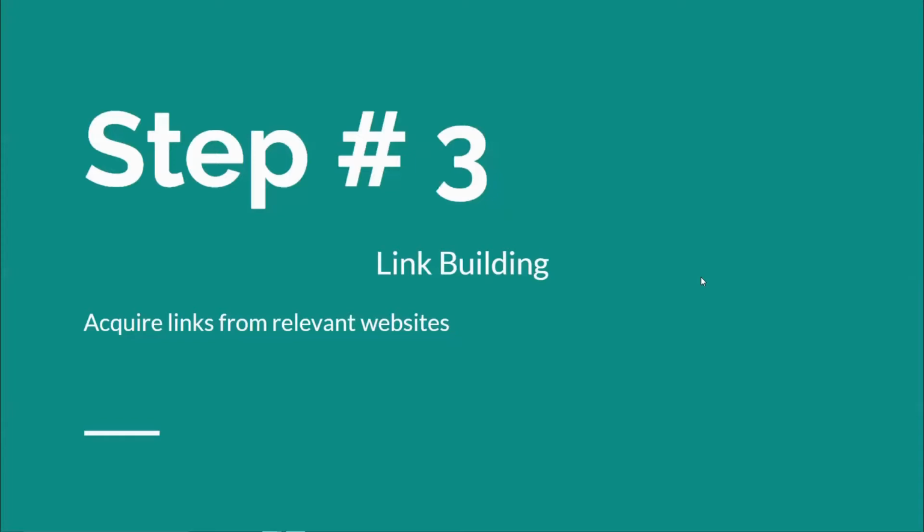So step 3, after you've created your content and you've optimized your technical SEO on your website, you are ready to build some links. You want to acquire links from websites that are relevant. And I don't know how to stress this enough. Google does not like it if you are a roofing company and you go on a Nike shoe forum and you're spamming your roofing company links on the Nike shoe forum.